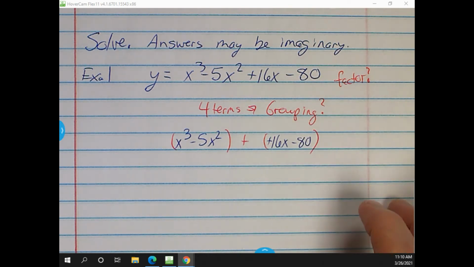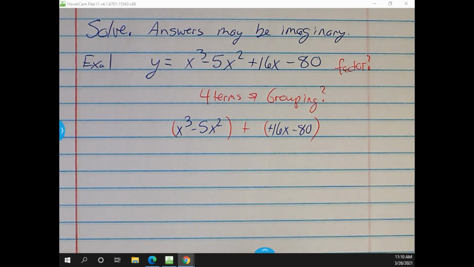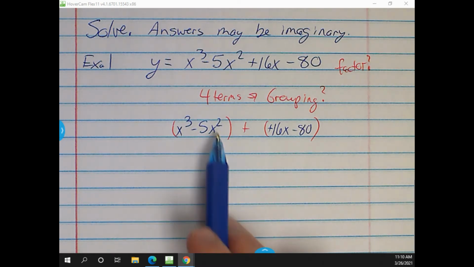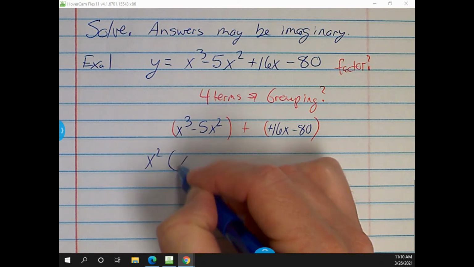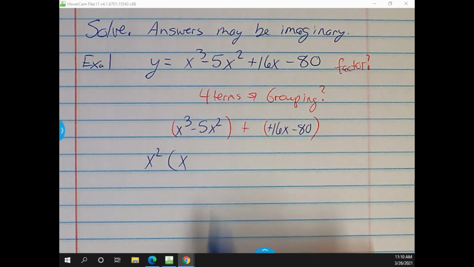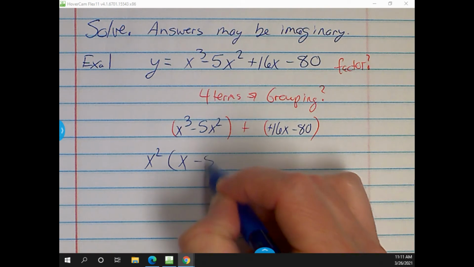All right, so we've got x to the third minus 5x squared and plus. Again, always take this sign inside with it here just in case that's a negative so it doesn't lose anything. So we've got 16x minus 80. All right, and from there, we've got an x squared we've got in common here. So we'll take out x squared here, that'll leave us with 1. You take out the x squared here, that's going to leave you with the minus 5.